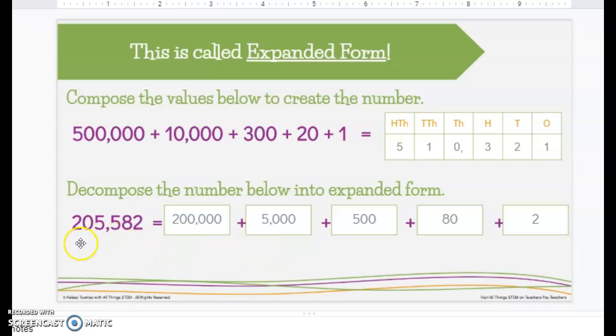All right, so there you go. You have now composed, taken it from expanded form and put it into standard form. You've composed it, and then you've taken it from standard form and decomposed it into expanded form. You are going to try on the next slide.